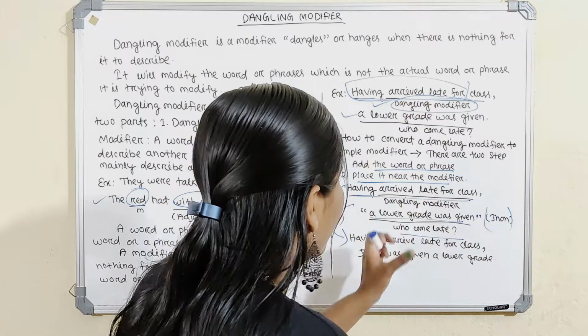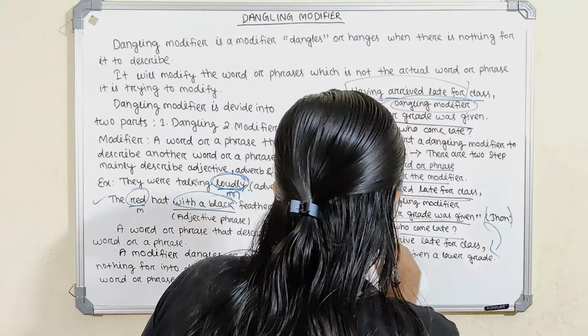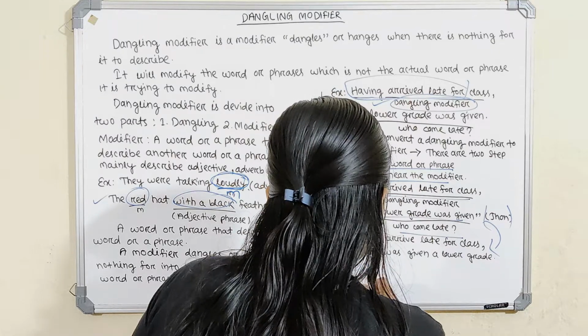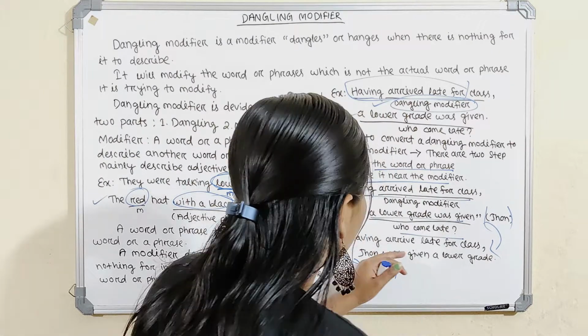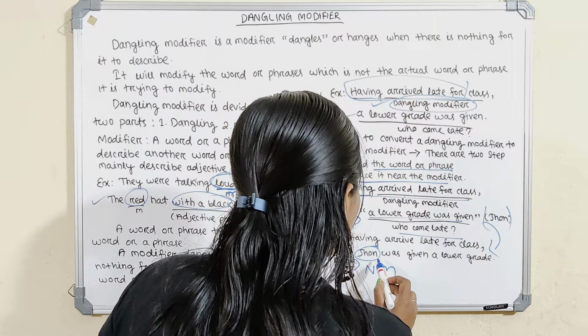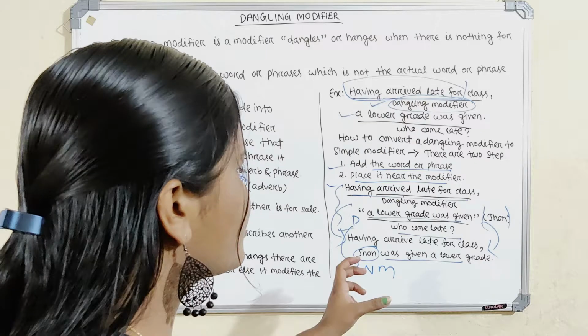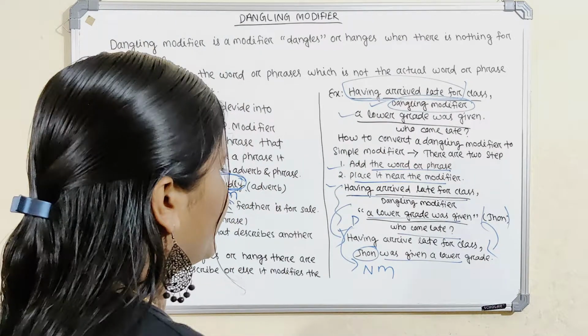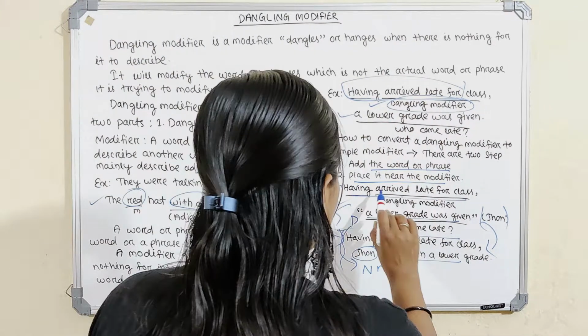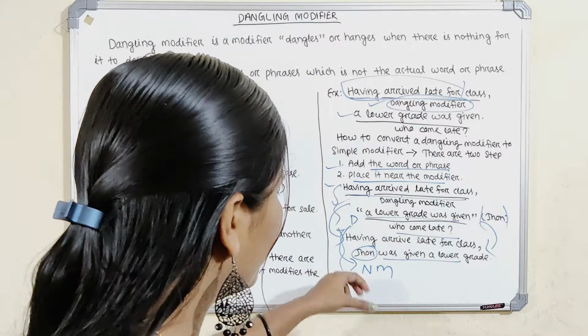John is the word. We add it to the sentence, then the dangling modifier will be changed into a normal modifier. So, having arrived late for class, John is the word we add near the modifier: John was given a lower grade. Having arrived late for class, John was given a lower grade. It is the normal modifier. The earlier one is the dangling modifier. We have to understand the difference between them.